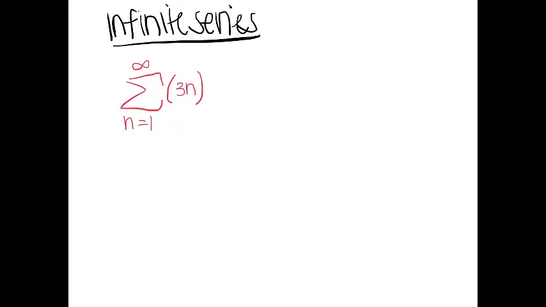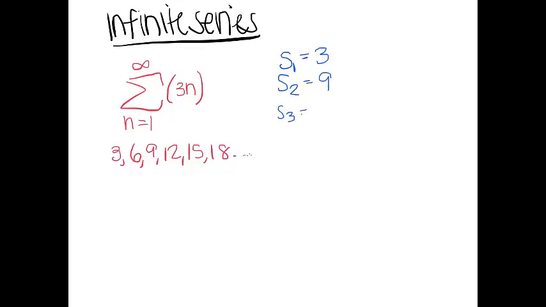So let's generate some of these numbers. 3 times 1 is 3, 3 times 2 is 6, 9, 12, 15, 18, and so on. Because this is infinite, we put the dot, dot, dot. If I start adding up these numbers, the first partial sum is just the first number, which is 3. The second partial sum is the sum of the first 2, which is 9. Then the sum of the first 3, which is 18. Then the sum of the first 4, which is 30. And if I keep going, the sums will increase.